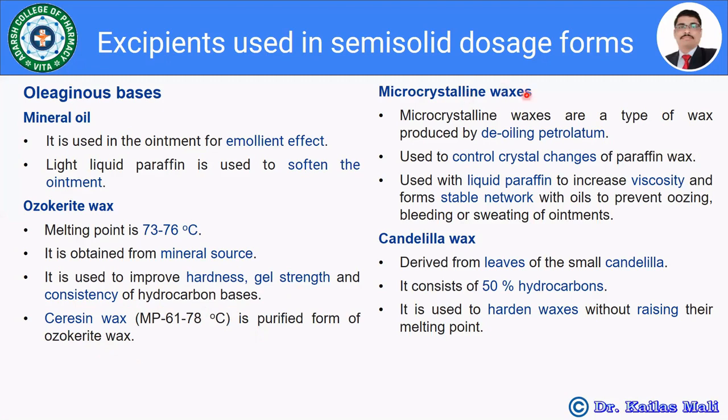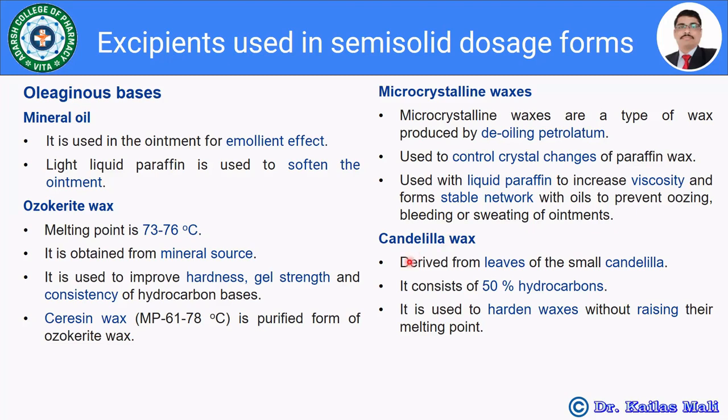Moving towards the microcrystalline waxes. Microcrystalline waxes are a type of waxes produced by de-oiling petrolatum. It is used to control the crystal changes of paraffin wax and used with the liquid paraffin to increase the viscosity and forms a stable network with oil to prevent oozing, bleeding, or sweating of the ointment. Sometimes in the ointment, there may be chances of oozing of some liquid material from the formulation. In such cases, we have to use the microcrystalline waxes in the formulation, which will prevent the oozing, bleeding, or the sweating.